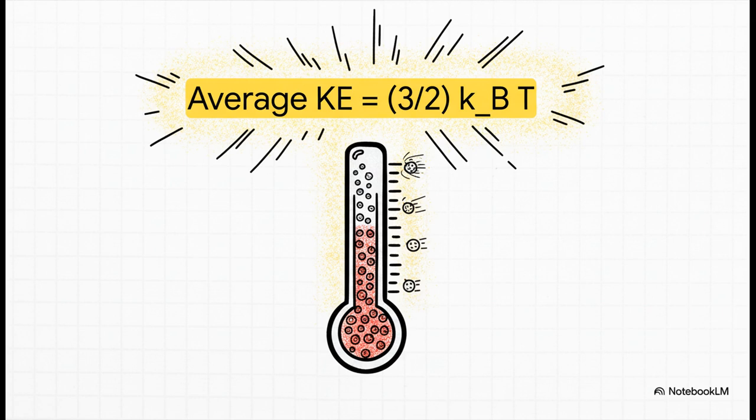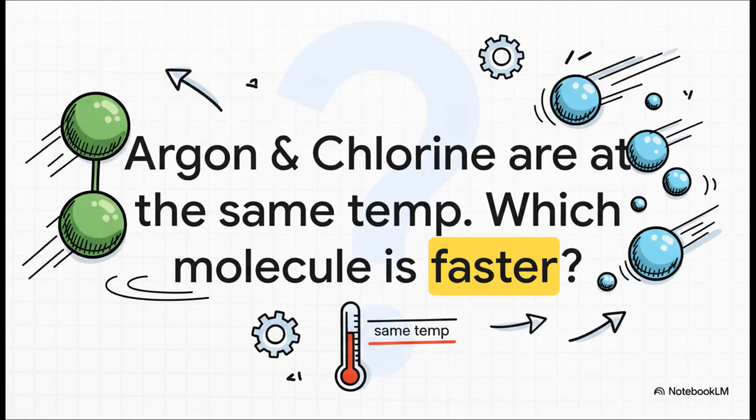Simple, isn't it? Okay, quiz time. Let's see if you're with me. Imagine we have two gases in two boxes, argon and chlorine. Argon is much lighter than chlorine. If both gases are at the exact same temperature, which molecules do you think are moving faster? The heavy chlorine ones or the light argon ones?